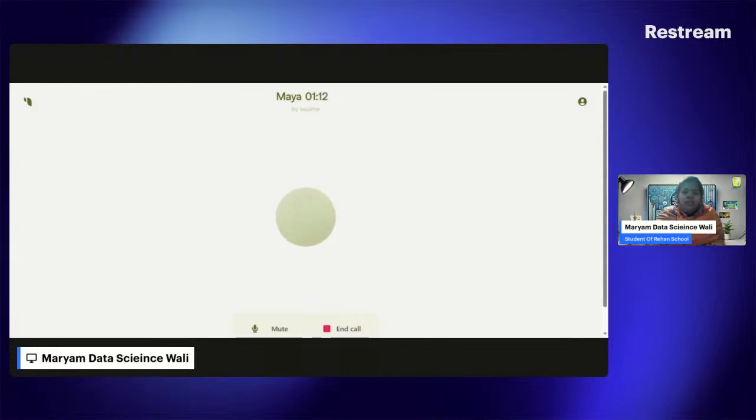So Maya, today our topic is probability, conditional probability, Bayes' theorem. It's a data science topic. So my next question is, explain conditional probability in simple terms with an example.